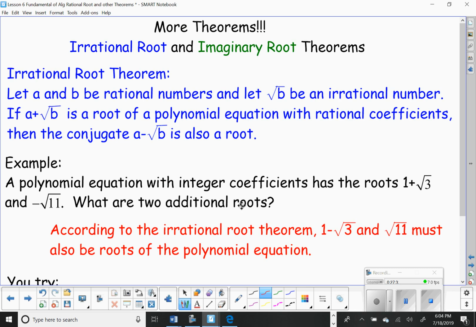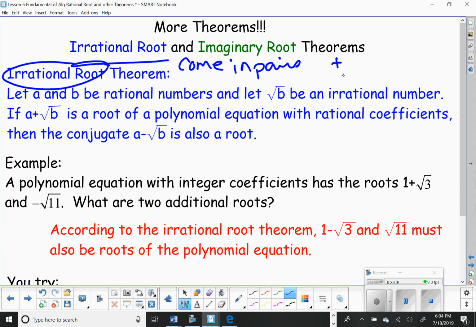Now, more theorems. And these we're not really going to do a whole lot with, but the irrational root theorem. That says let A and B be rational numbers, let the square root of B be irrational. If A plus the square root of B is a root of a polynomial with rational coefficients, then the conjugate is also a root. So this also tells you irrational roots come in pairs. Think about plus or minus the square root of b squared minus 4ac. Okay, this is where you get your 2, your pair, and it's the conjugate.